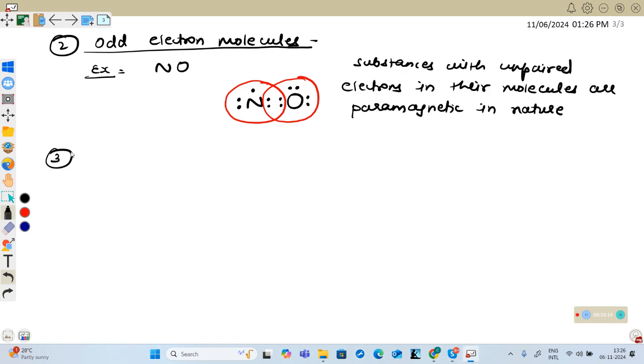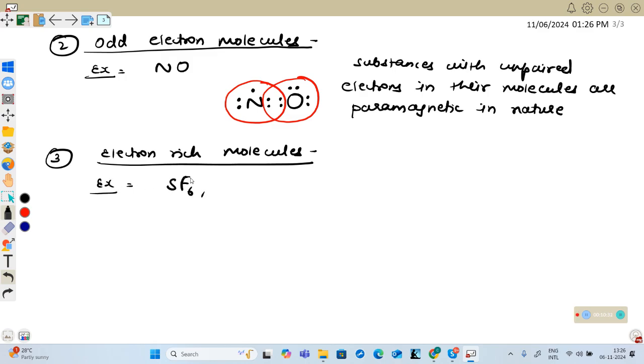Third, existence of electron-rich molecules. Some molecules have more than 8 electrons. Example, SF6, PCl5, they are existing and they are stable molecules. IF7, H2SO4, etc. We'll study the Lewis dot structure.